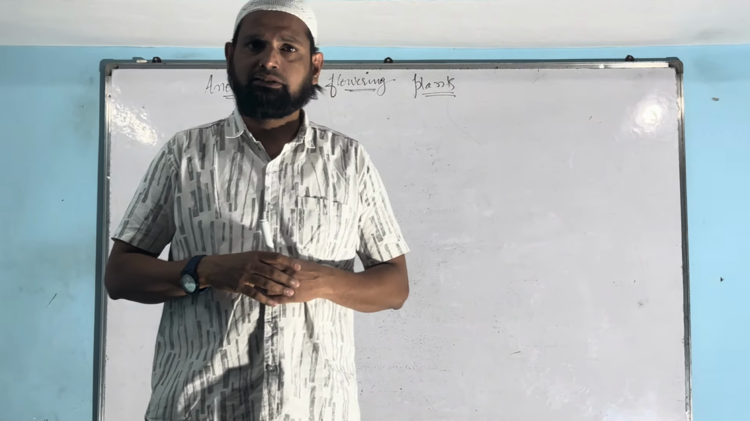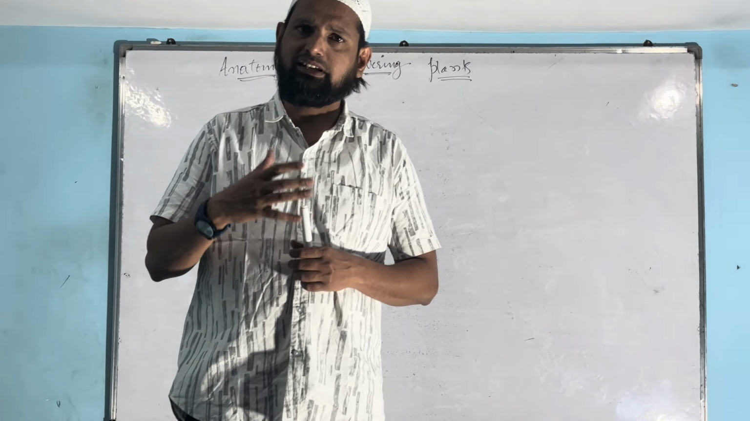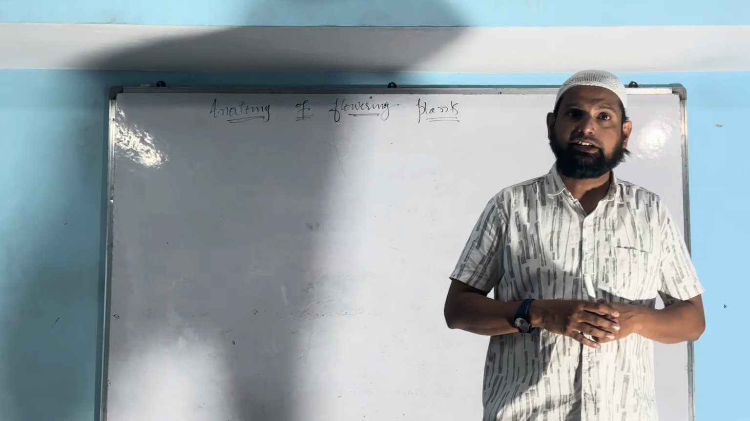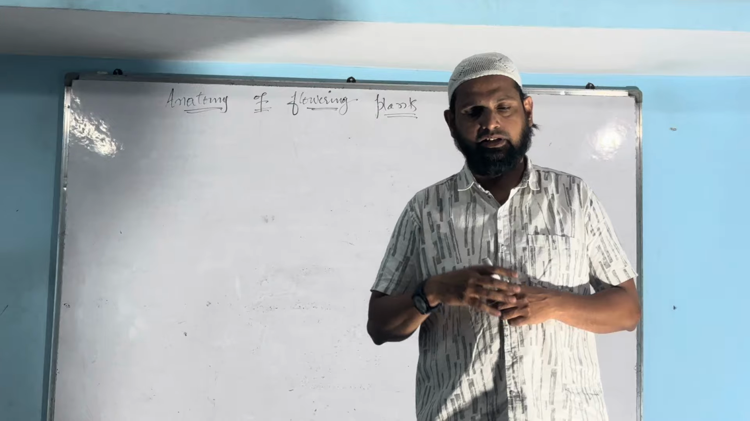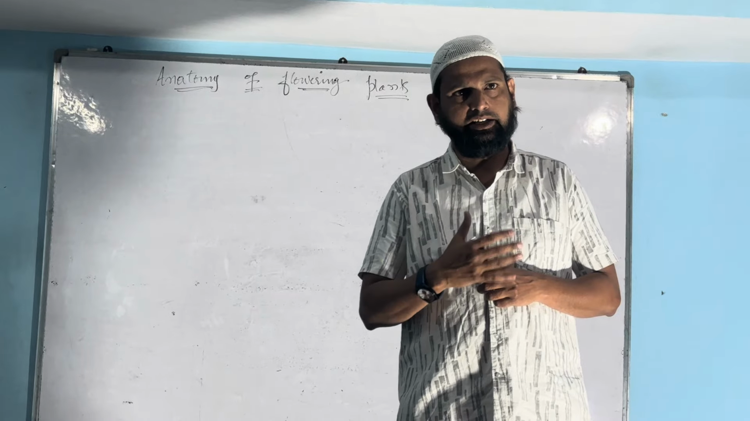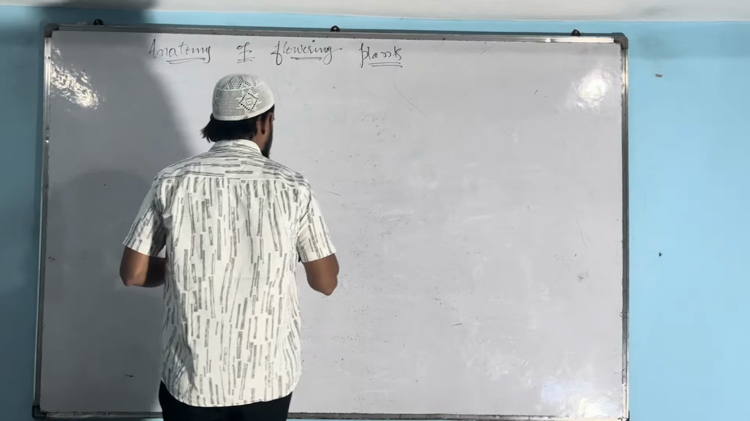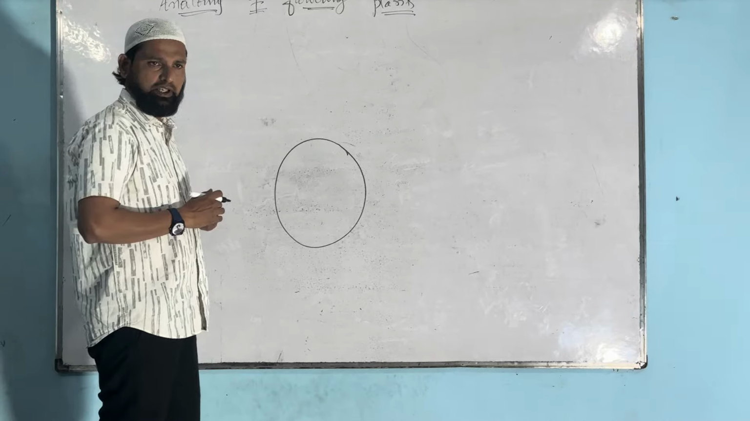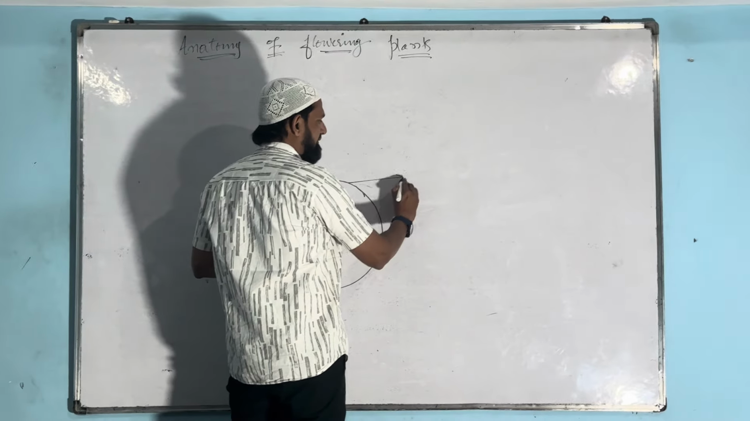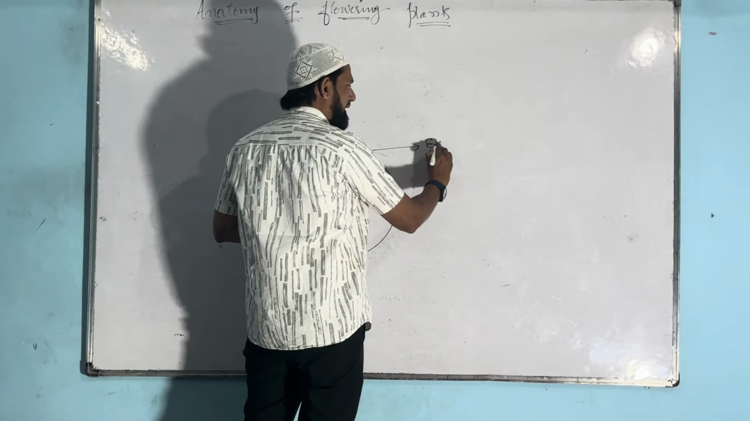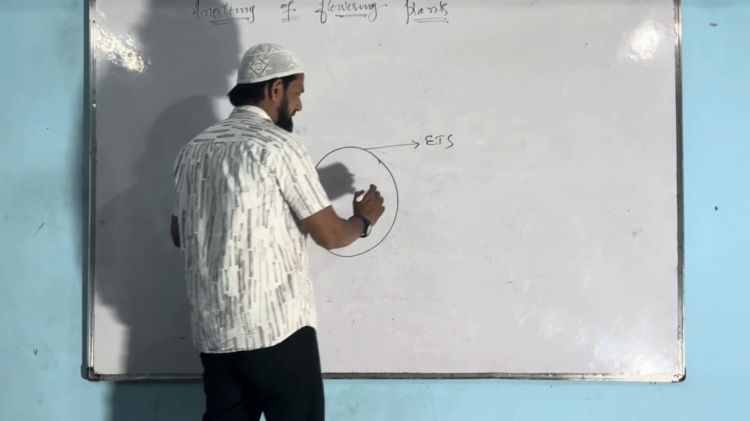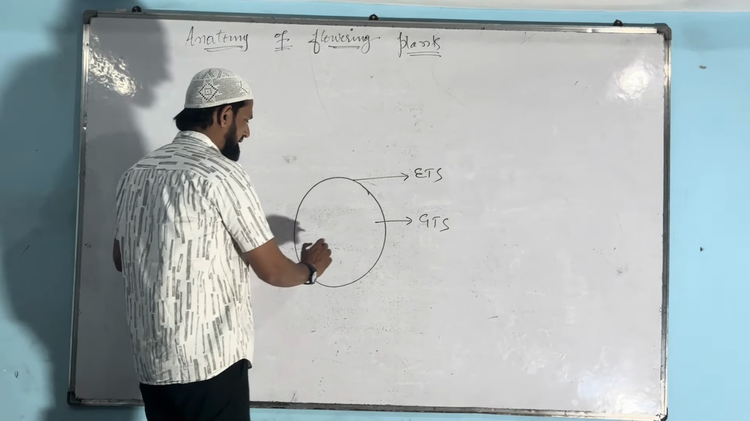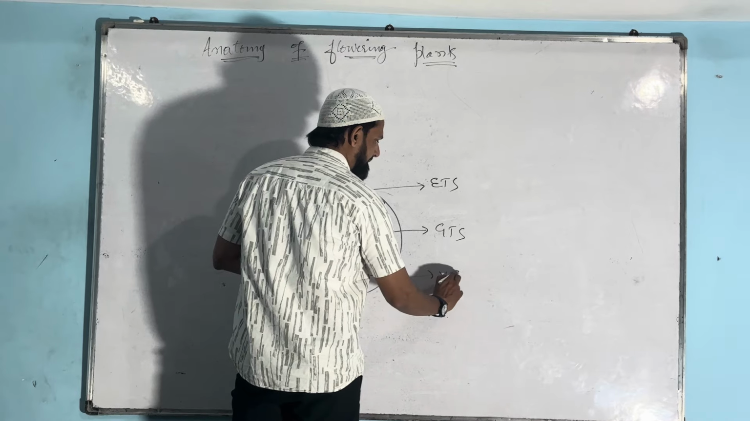When we talk about plant anatomy, when we discuss the internal structure of the plant body, the complete structure of the plant body is divided into three regions: outermost, middle and inner. If you observe the internal structure of a plant body in the microscope, it is divided into three regions: the outermost one is ETS, the middle one is GTS, and the inner one is VTS.